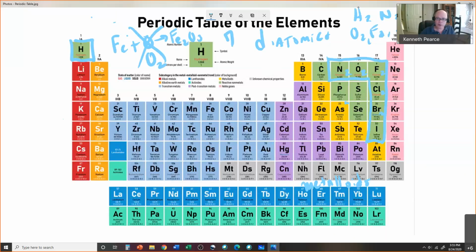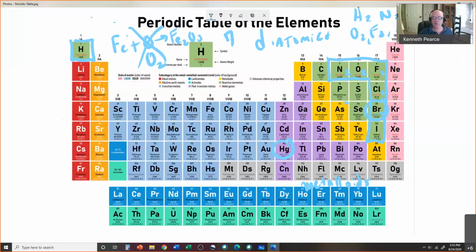Now they're the only ones, and there's only 2 elements on this table that are liquid as well. We've got diatomics, and we got 2 elements that are liquid, and that's bromine and mercury. Those are the only 2 that are liquid. So all the rest of them, most of them are solid at room temperature. There's some that are gases at room temperature, like all your noble gases are monatomic gases. So they just appear by themselves.